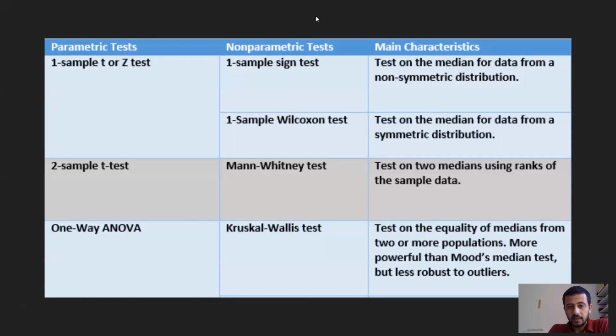Okay, can anybody tell me about this table? Come on, guys, speak up.